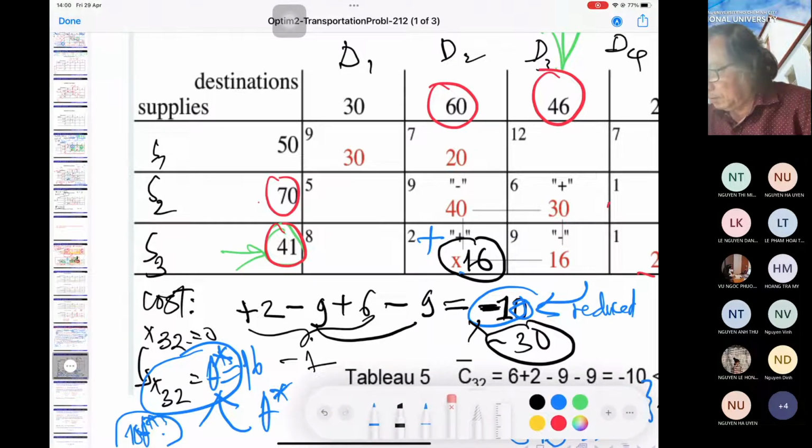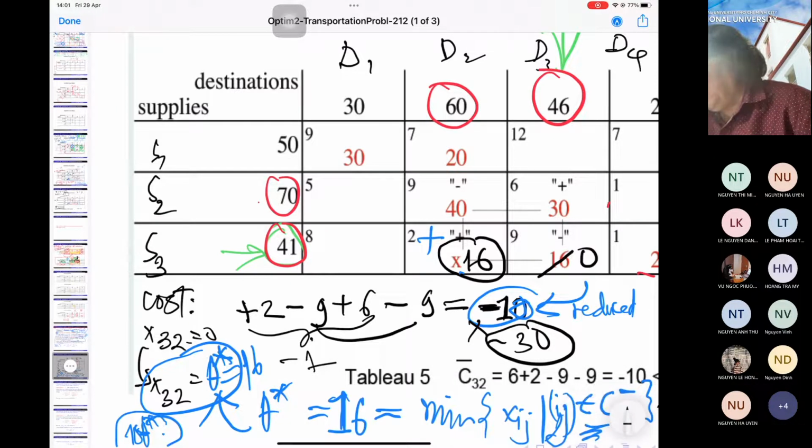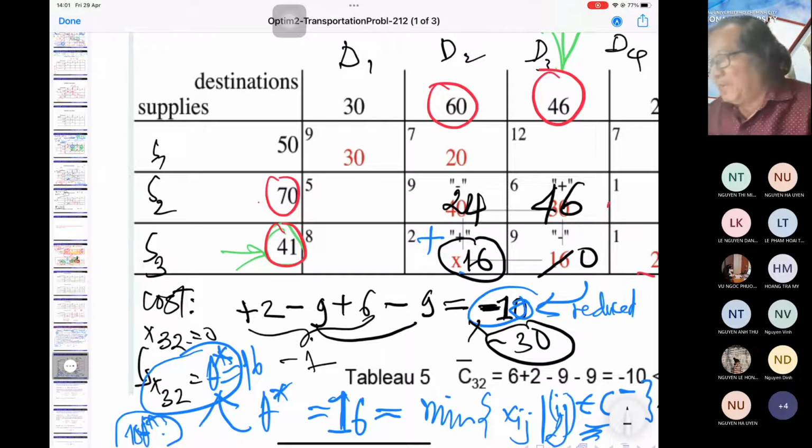Here, 16 minus 16, and this becomes 0. And here is a plus cell with plus 16, and then it becomes what? 46. And now it's minus 16, it becomes 24. Is that okay? 24. And now you have the new thing.